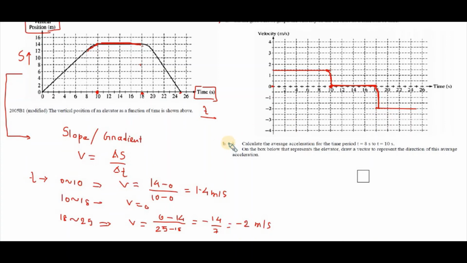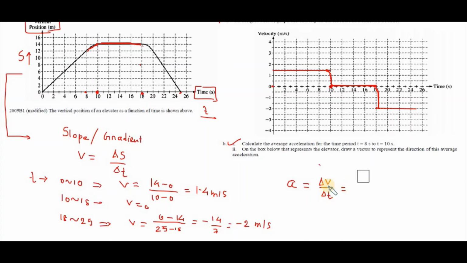Now in part 1, calculate the average acceleration for the time period t equal to 8 seconds to 10 seconds. To find the average acceleration, we define it as the change in velocity by the change in time.